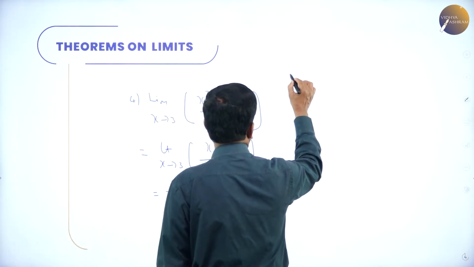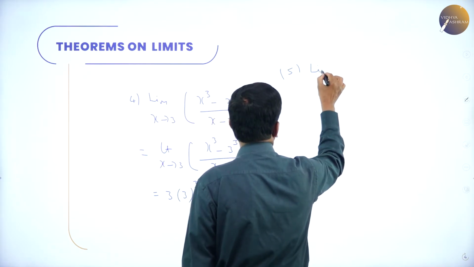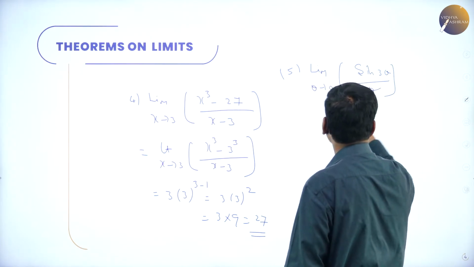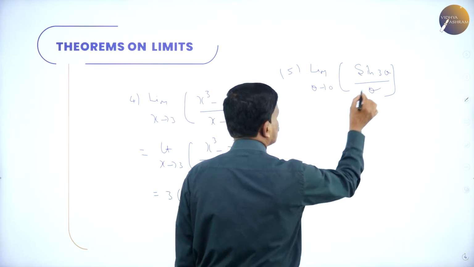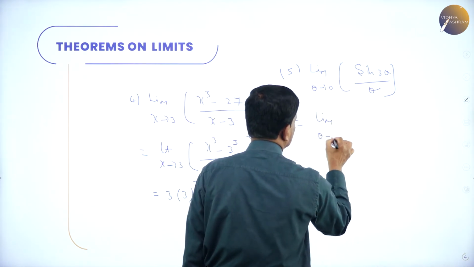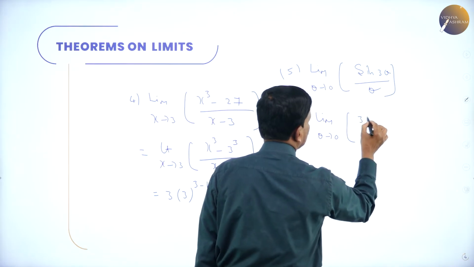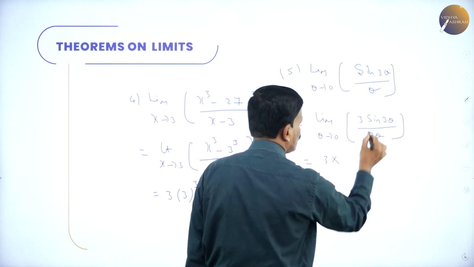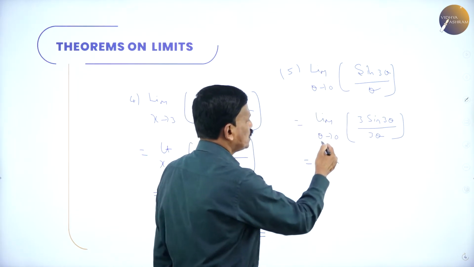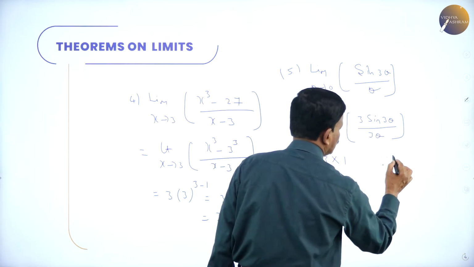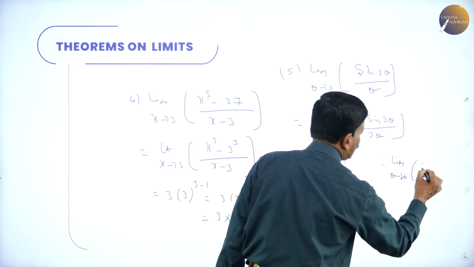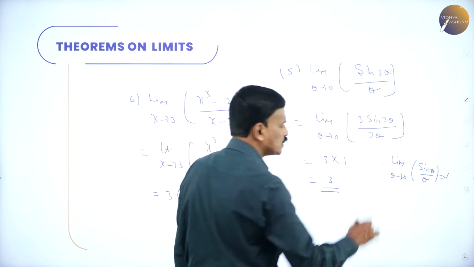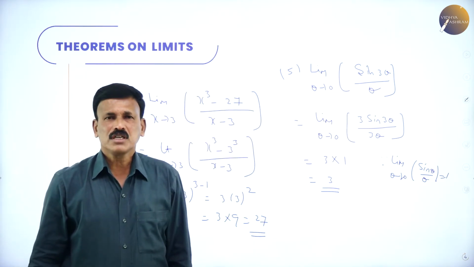Now, suppose the problem is like this. Evaluate limit theta tends to 0 of sin 3 theta divided by theta. How to simplify this? Just multiply by 3 and divide by 3, giving sin 3 theta divided by 3 theta. 3 into, if you observe carefully, this is of the form limit theta tends to 0 of sin theta by theta is equal to 1. You know limit theta tends to 0 of sin theta by theta is always equal to 1. So 3 into 1 is equal to 3. This is how we are going to solve the problems.